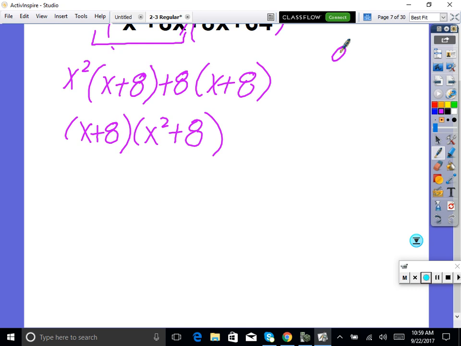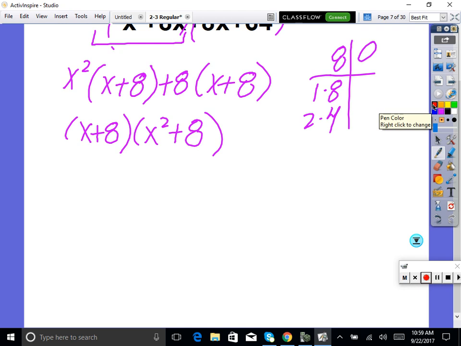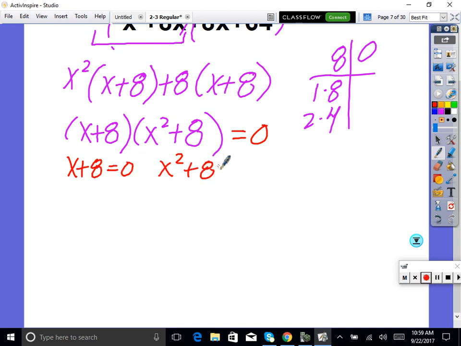Well, what multiplies to be 8 and adds up to be 0? 1 times 8, 2 times 4. So nothing. So it doesn't factor, so we wouldn't continue to factor, but now we will solve using the most appropriate method. So you'd set x squared plus 8 equal to 0 and solve for x. So wouldn't I subtract 8? x equals negative 8, right?